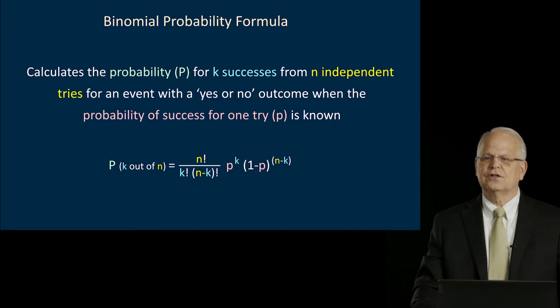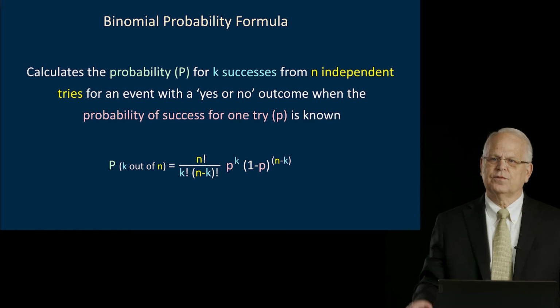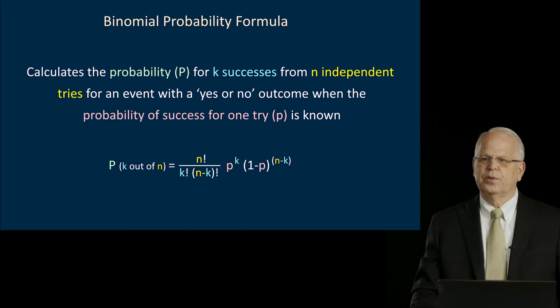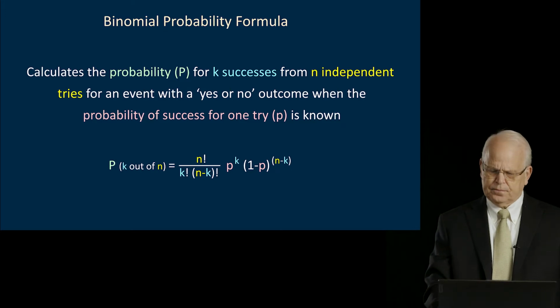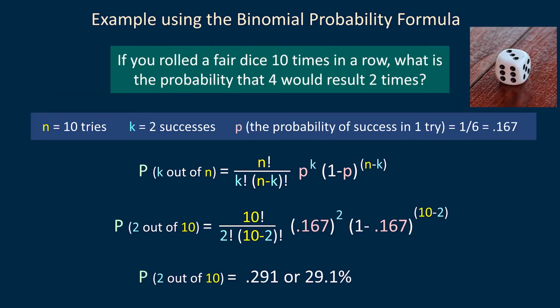There's k successes, how many times it's successful. You get n independent tries, and the probability of success for one try is little p. And here's the formula shown here at the bottom of the slide. And so here's an example using the binomial probability formula.